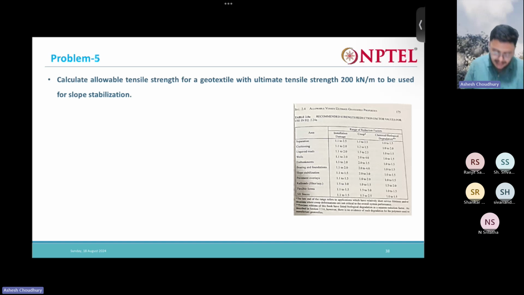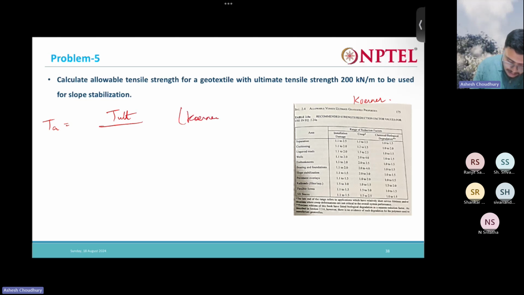Now do this last problem. Calculate the allowable tensile strength for a geotextile with ultimate tensile strength of 200 kilonewton per meter, to be used for slope stabilization. So just look at this graph and find out the values, and take T allowable equal to T ultimate divided by the factors. This is by Koerner. So I am writing his expression, Koerner's expression.